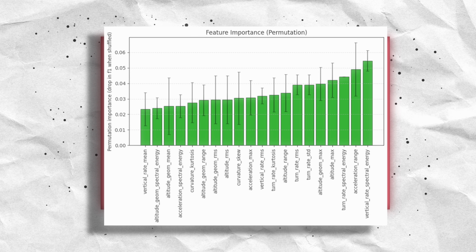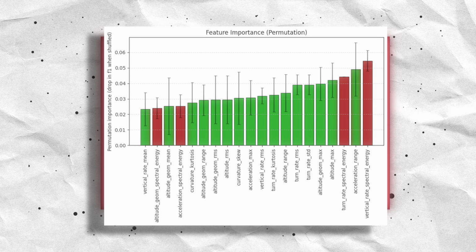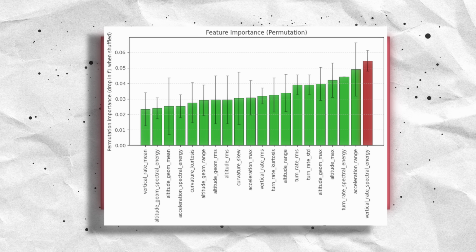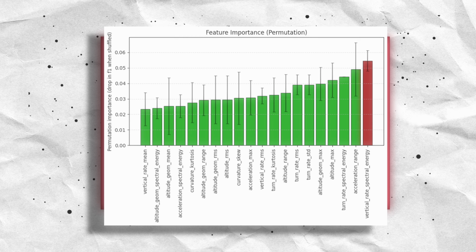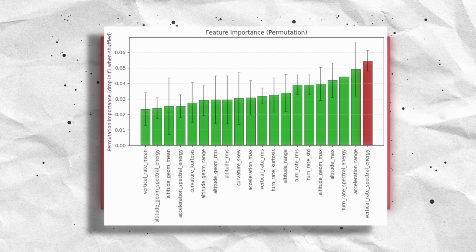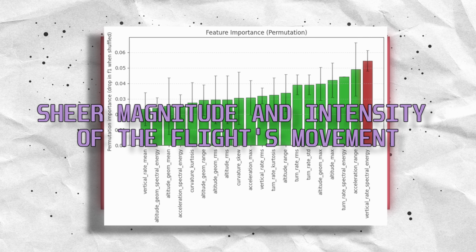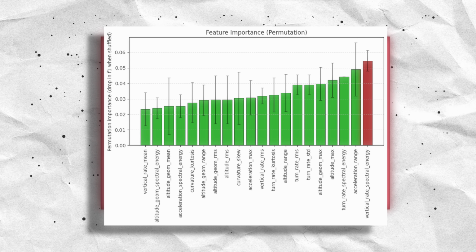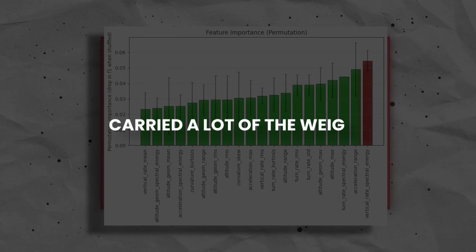Another strong group was spectral energy in the frequency domain, which measures the total power of a signal. So features like vertical rate spectral energy really reflect how strong and pronounced the overall motion is. It lines up with the picture that the sheer magnitude and intensity of the flight's movement in vertical rate, turn rate, or acceleration carried a lot of weight.